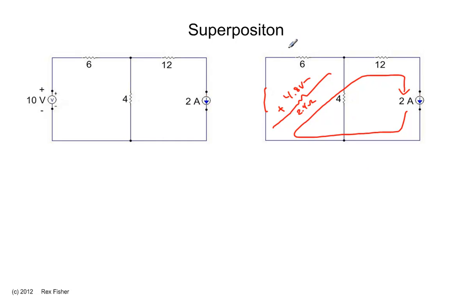That means there's 4.8 volts across this resistor, and there's 4.8 volts across this resistor. If we know the voltage and we know the resistance, we can find that current. And that current is going to be 4.8 divided by 6, or 0.8 amps.